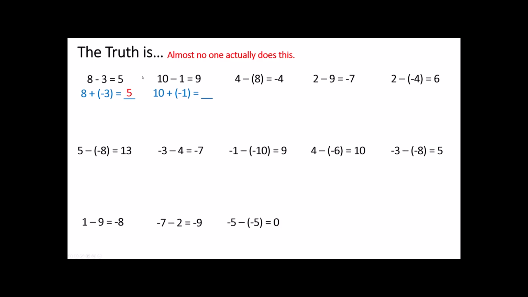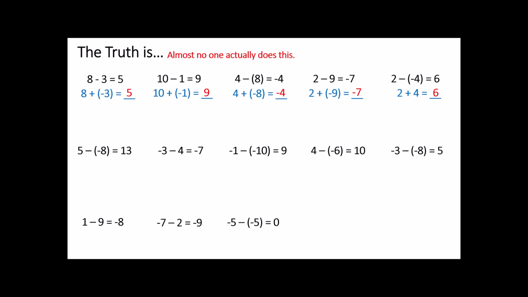And then they decided, let's try something else here. 10 minus 1 is 9, but 10 plus negative 1 is what? It's a 9 as well. 4 minus 8 is negative 4, but 4 plus negative 8 is also a negative 4. 2 minus 9 is a negative 7, but what's 2 plus negative 9? It's also negative 7. 2 minus negative 4 is a 6, but 2 plus positive 4 is a 6 as well.